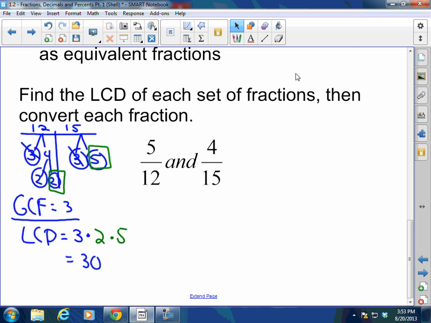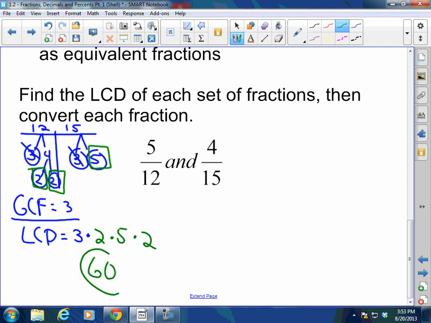I made a mistake here, guys. It is not 30. I was looking at that, and I said, that doesn't make sense. Yes, there was a 2 and a 5, but I forgot that there was another 2 that had not been taken out. So it's the GCF times the leftover primes. So the LCD is now going to be 60. Okay, sorry about that. So now, we got the LCD.